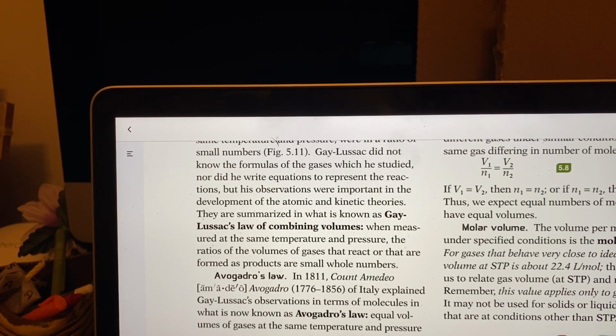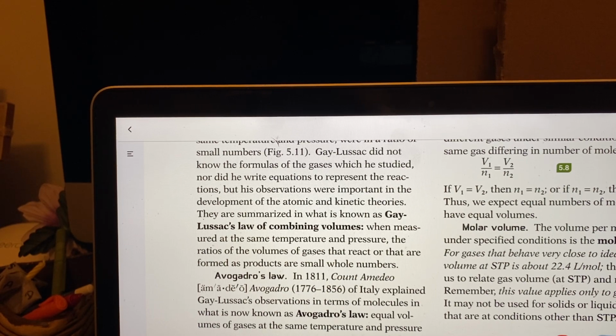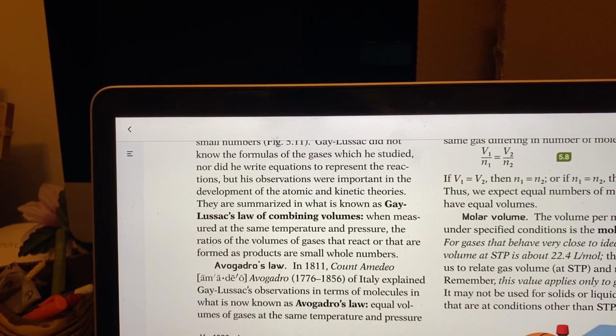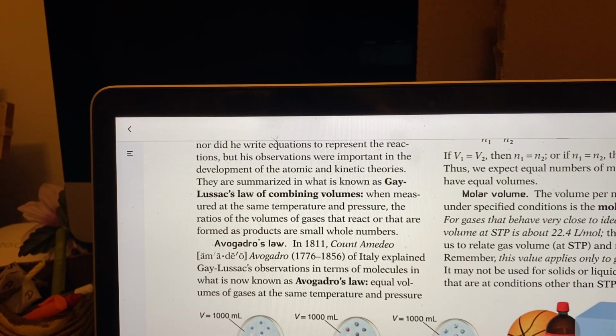So Gay-Lussac's law of combining volumes: when measured at the same temperature and pressure, the ratios of the volumes that react or are formed are small whole numbers. The reason the small whole numbers are important is because now he's talking about molecules. And it's kind of weird. He thought, what do these small whole numbers have to do with anything? Well, Avogadro was figuring it out.